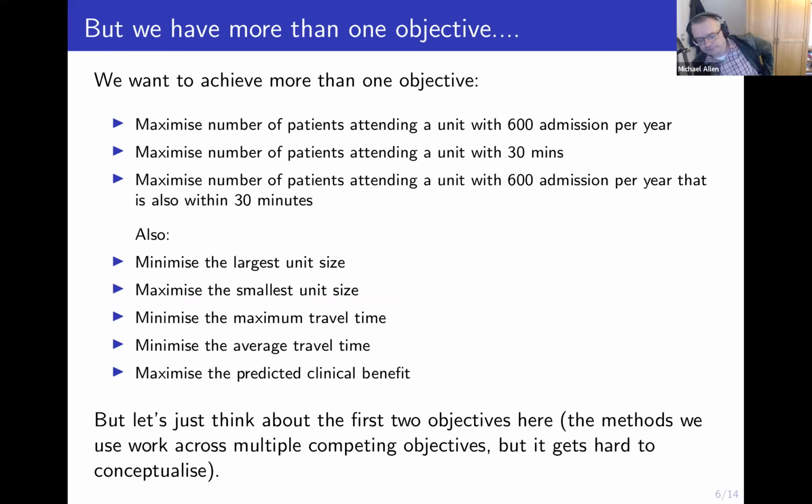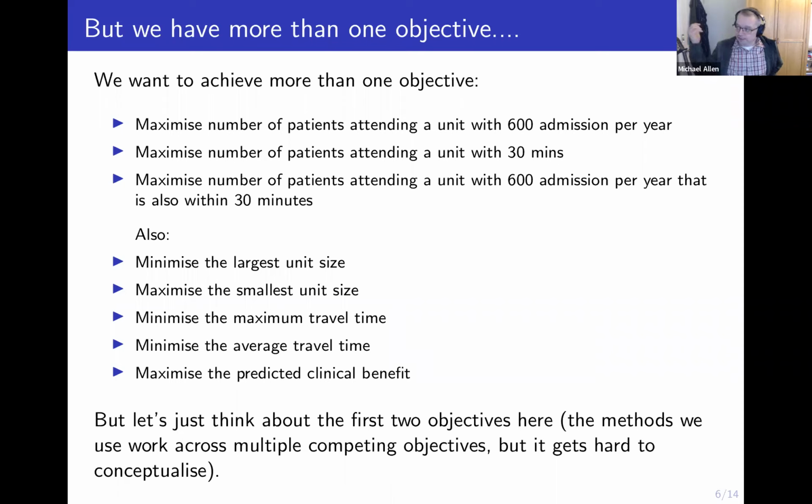Now, we've got more than one objective. So I imagine with Elliot, when he covered genetic algorithms, you generally start with a single objective you want to meet, but we've got 2. We've got more than 2 actually, but the key ones are maximizing the number of patients attending a unit with 600 admissions per year, and maximizing the number of patients attending within 30 minutes. And then you could say, actually, really ideally, I want to maximize patients attending both of those, because you could be achieving some of the solutions for admissions in different hospitals to the 30 minutes, and you really want to combine it.